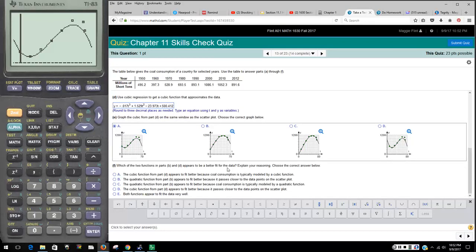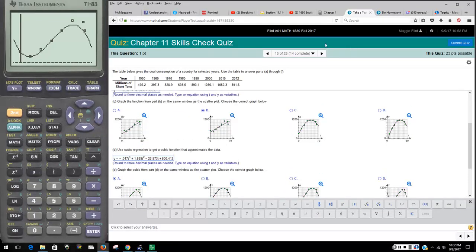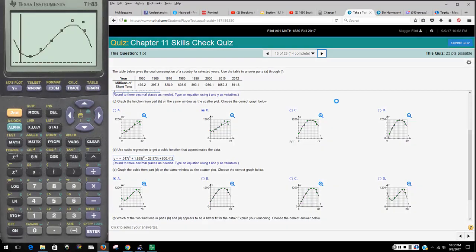So which of the two functions appears to be a better fit, and explain your reasoning? Well, the cubic appears to be a better fit, but not because coal consumption is typically modeled by a cubic function. That's not the point at all. We don't really know what coal consumption will be modeled by. So D, the cubic function from part D, appears to fit better because it passes closer to the data points. That's the mathematical reason for choosing it. We have a good mathematical reason for choosing it. So then we move on.